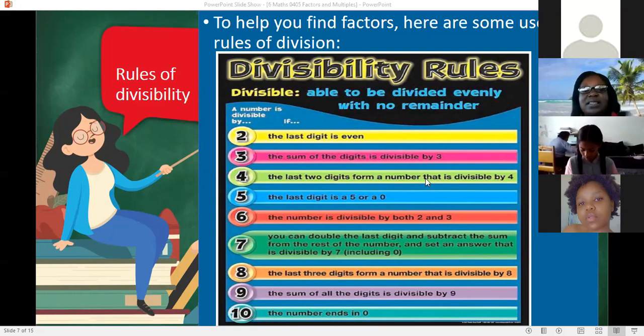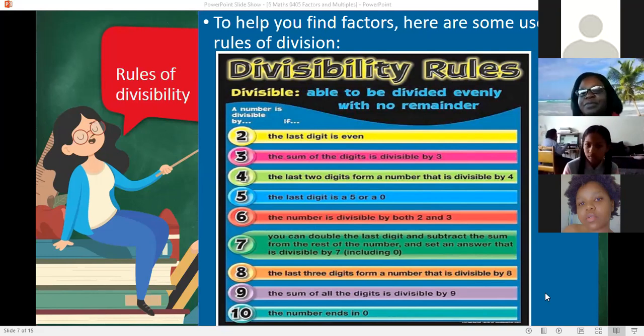So this one, as I said, 2 and 5 and 10 are the easiest ones. Then you can learn the others in your own time. And then how do we know that a number is divisible by 6? This one is also easy. A number is divisible by 6 if it satisfies 2 and 3, meaning that if the last digit is an even number and the number is also divisible by 3, then we know that number is divisible by 6.